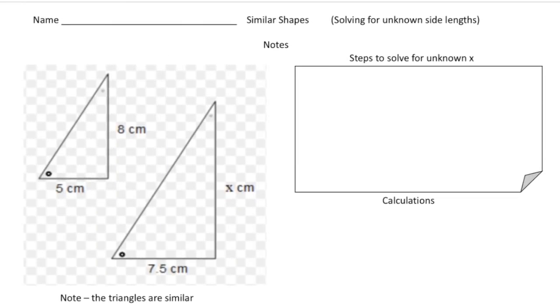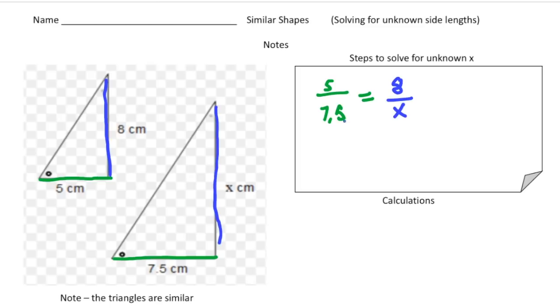Here we know that these 2 triangles are similar. This side is 5, this side is 8, and this side is 7.5, but this one is the unknown. One pair of corresponding sides is 5 over 7.5, and that's going to equal, again using a different color here, 8 over x. So it equals 8 over x.